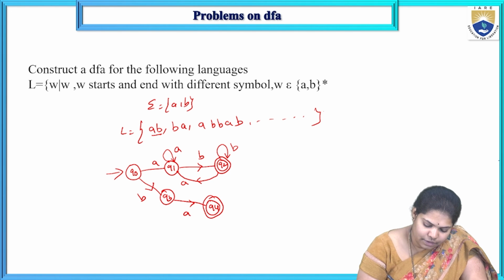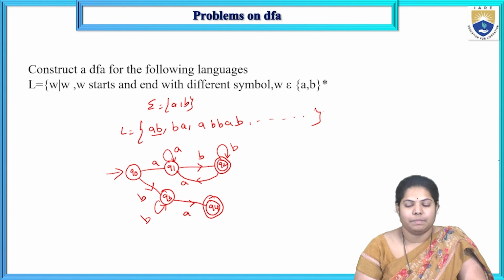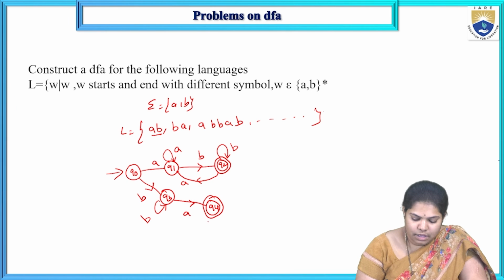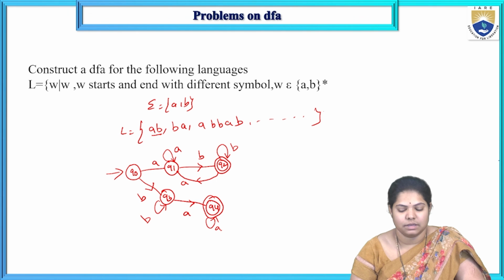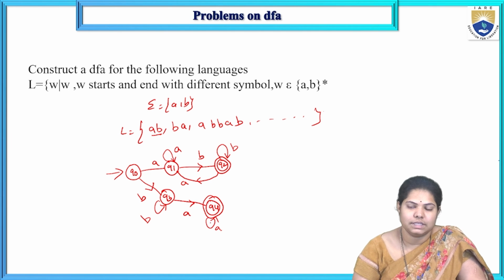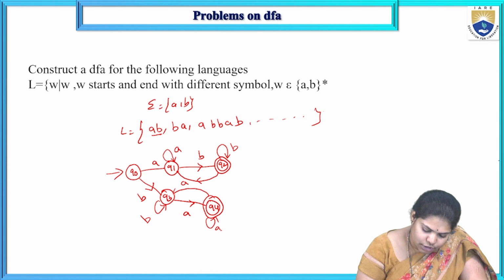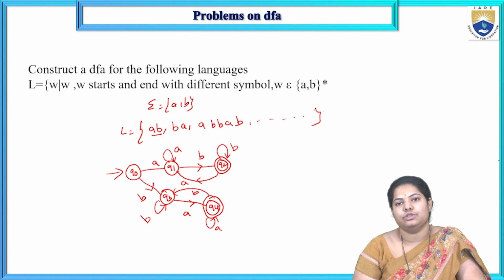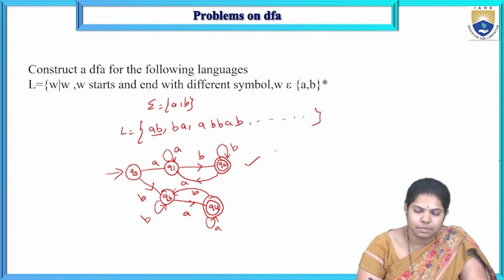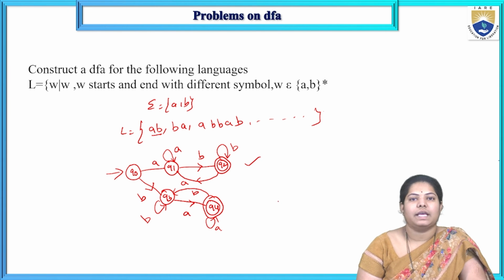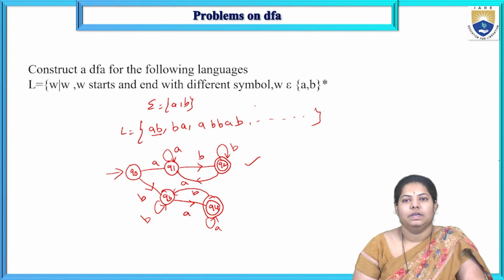Similarly, in between B and A, I can contain any number of B's or A's, but Q3 already contains A. So I can contain any number of B's here. Q4 has to end with A, so I can contain any number of A's here. If Q4 wants to see the B, it has to go back to the Q3, and it also should end with the B A again. So therefore, this is the deterministic finite automata which accepts the strings that start and end with the different symbol.